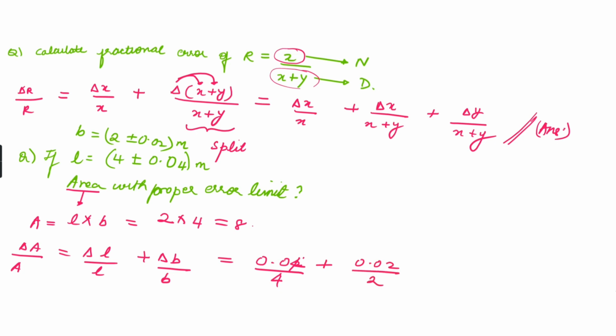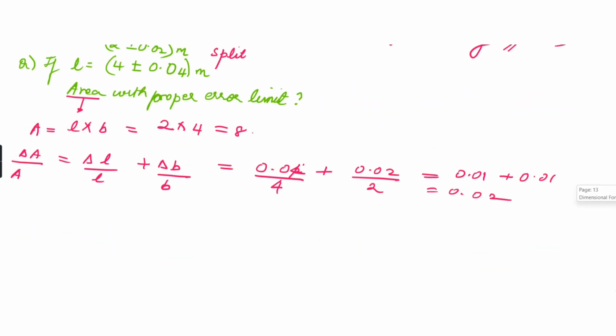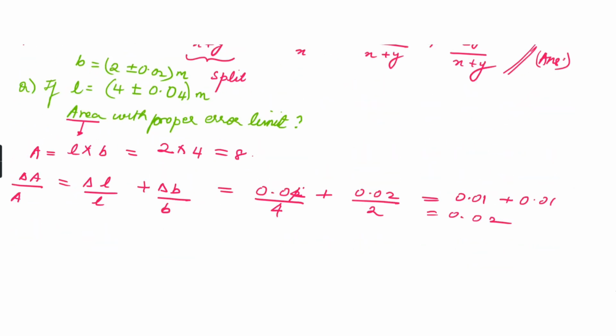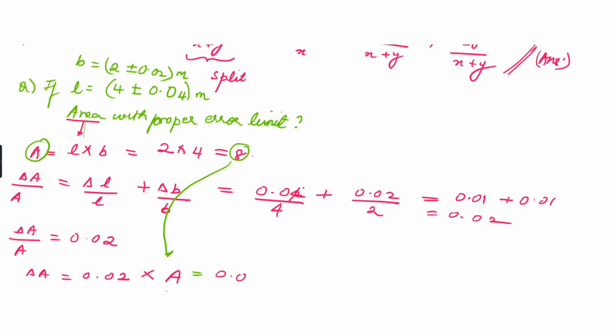So the term next to the plus or minus is nothing but the error. So error in length is nothing but 0.04 by 4 plus 0.02 by 2. On solving, we get 0.01 plus 0.01, which is 0.02. So del A by A is equal to 0.02. So from this we can find del A. Bringing A to the other side, we get A, we already know we have calculated it as 8. So we get 0.16 as the error in the area.